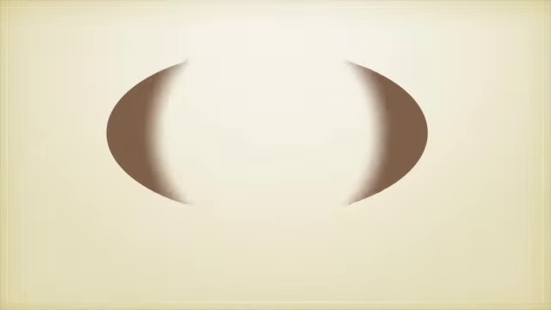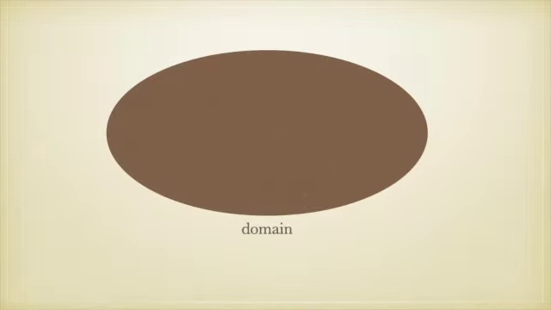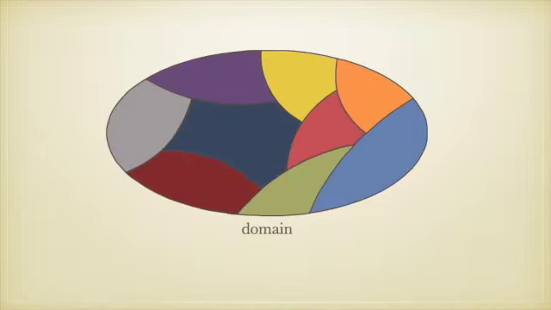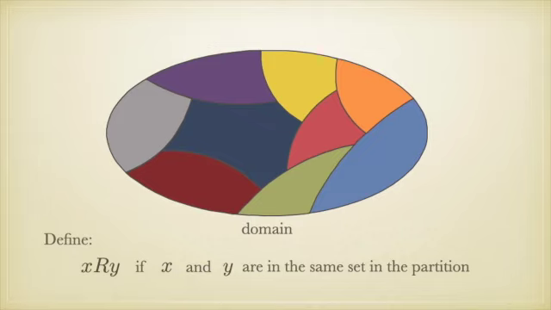If we take a domain and divide it into pieces, this is known as a partition. We can define a relation on the domain by declaring that x and y are related if they lie in the same subset of the partition. It is easy to check that this relation is reflexive since every x is in the same set as itself. It is symmetric since if x and y are in the same set, then y and x are in the same set. And transitive since if x and y are in the same set and y and z are in the same set, then x and z are in the same set.